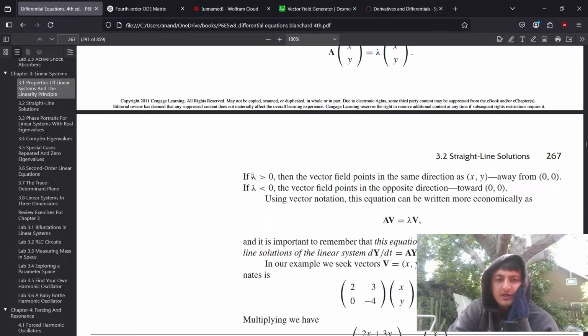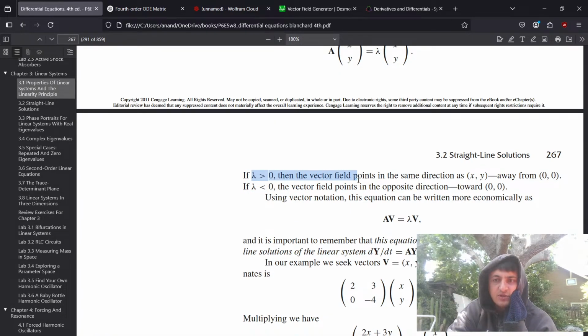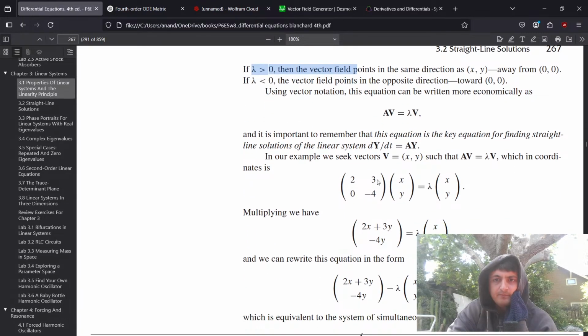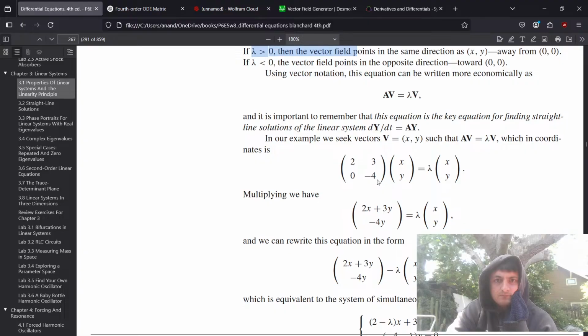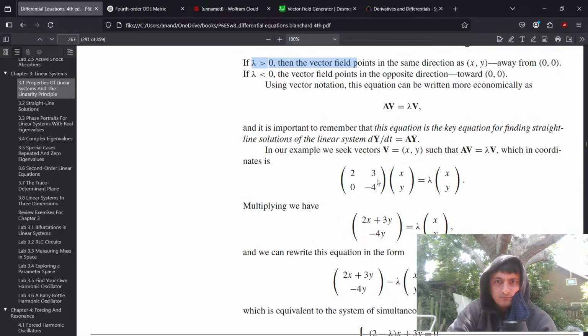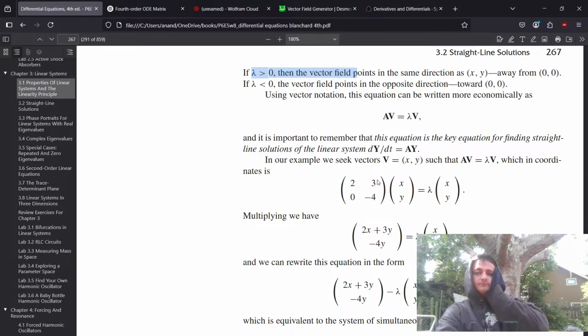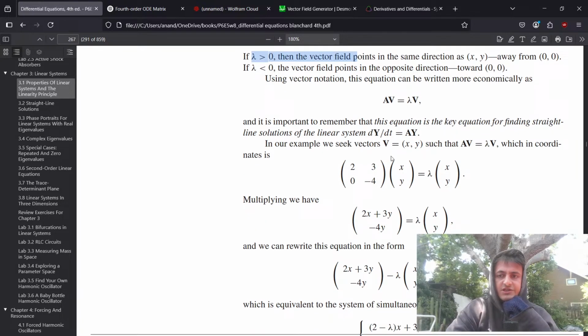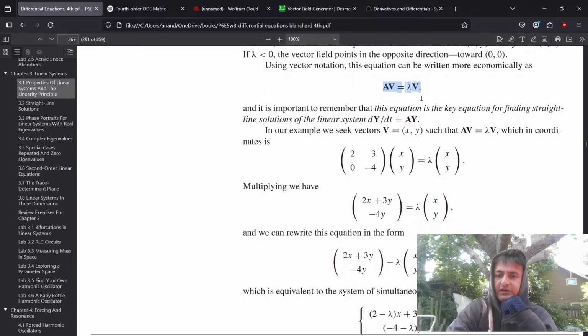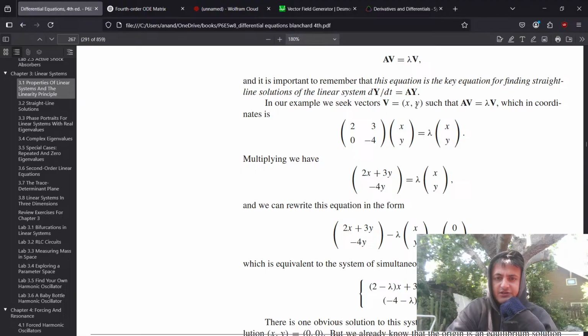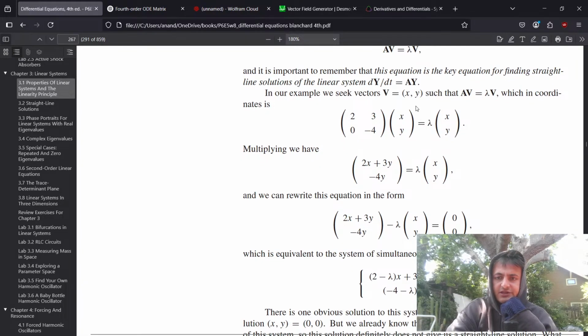If lambda is greater than 0, then the vector field points in the same direction as (x, y), away from (0, 0), and otherwise towards (0, 0). This equation can be written more economically as Av equals lambda v. It is important to remember that this equation is the key equation for finding straight line solutions of the linear system dy/dt equals A times y.